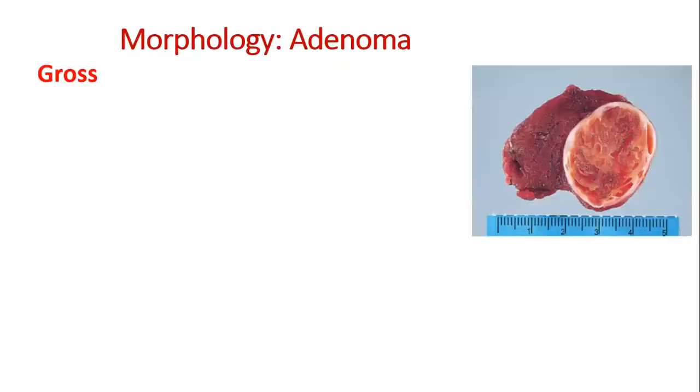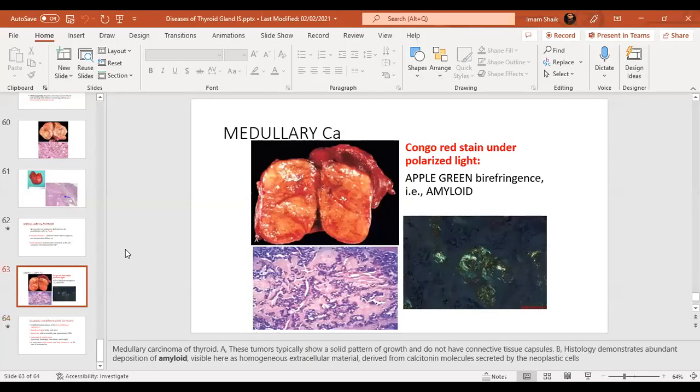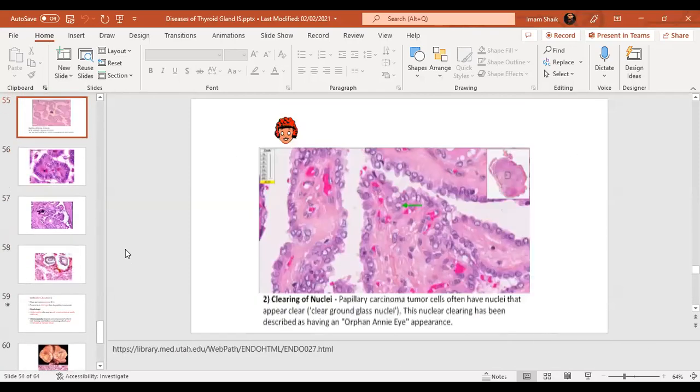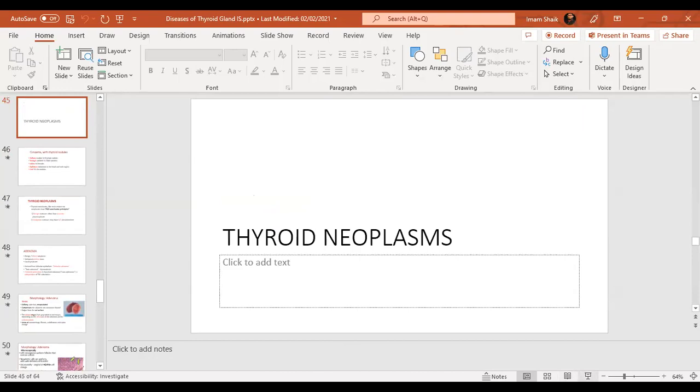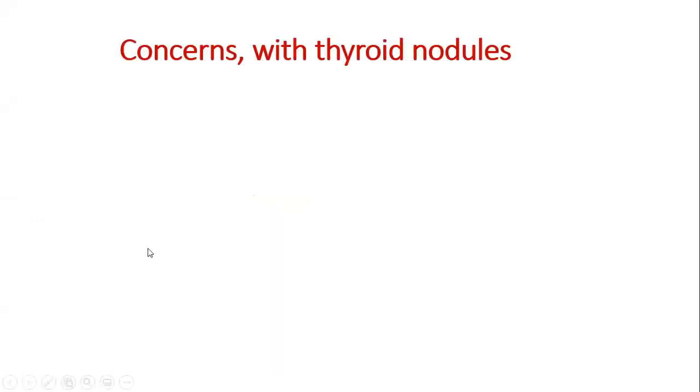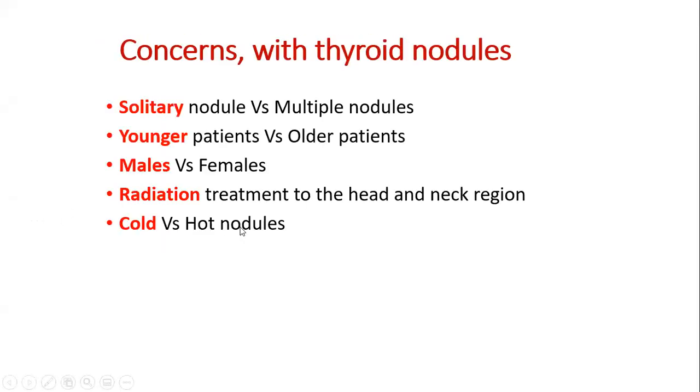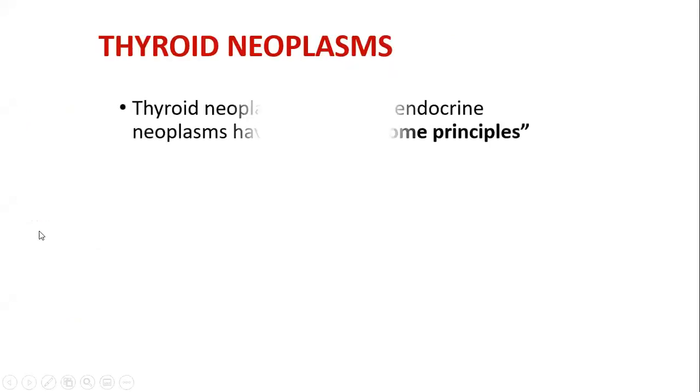Somewhere a picture should be there. Any picture I have with hot nodule, cold nodule? No. Maybe somewhere you can find. So basically that is the radioactive iodine scan, which is an important investigation. We'll learn that in clinical years, definitely.